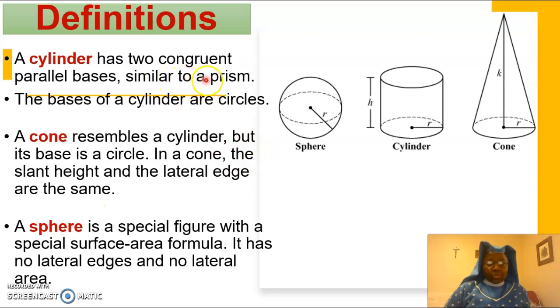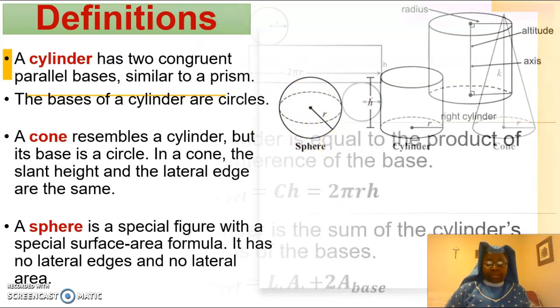A cylinder has two congruent parallel bases, just like a rectangular prism. Two bases, but only the two bases are circles. They have to be circles and no other shape, not polygons. A cone resembles a cylinder in the sense that it has a circular base, but it resembles a pyramid because it has a vertex. A sphere is a special figure. It has no lateral edges. It's just all round. So we can only calculate the total surface area of it.